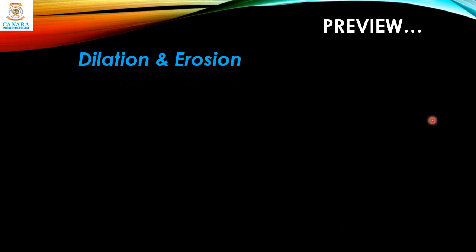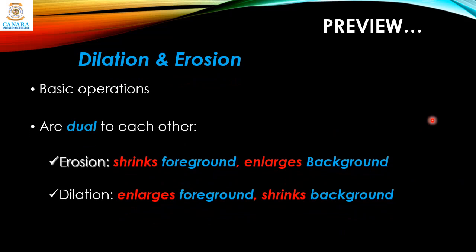Continuing with erosion and dilation, these are the basic operations and they are dual to each other. What we need to remember is that erosion shrinks the foreground and enlarges the background. So the background becomes larger and the foreground becomes smaller with erosion, and dilation is the dual of that. Basically it enlarges the foreground and shrinks the background.